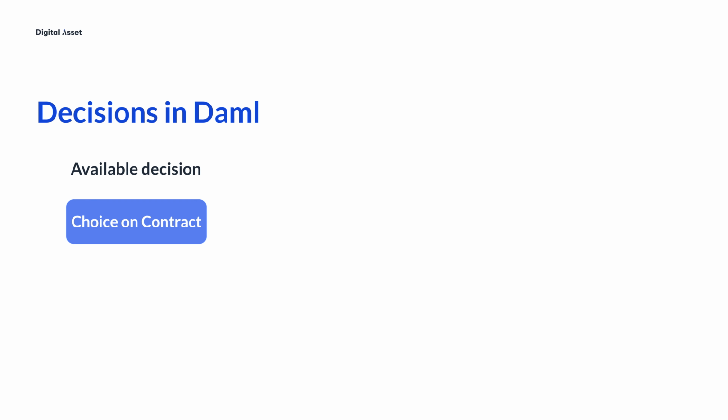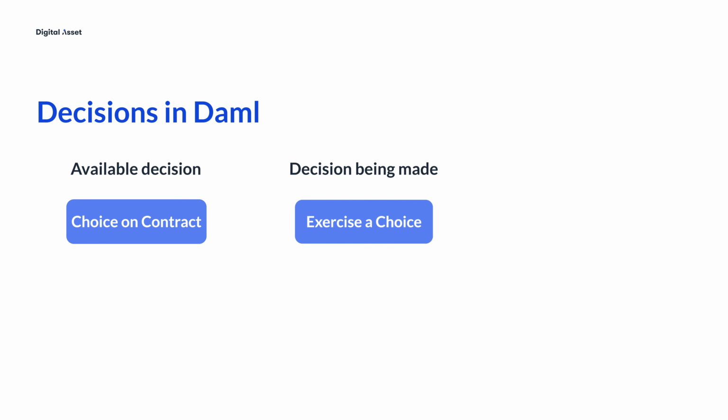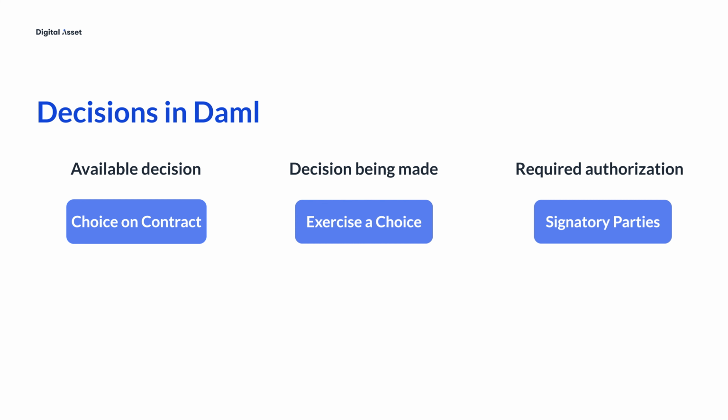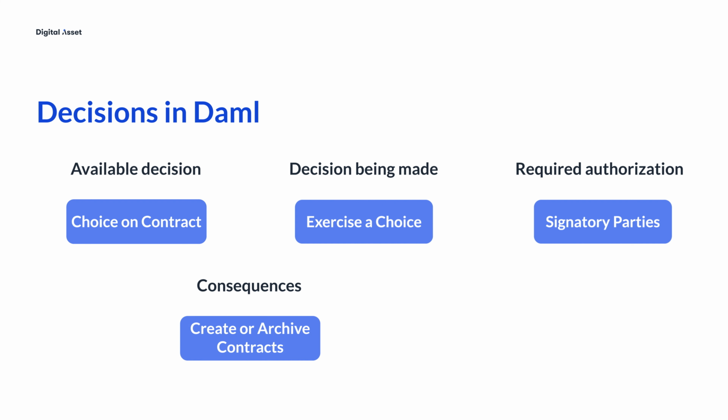So we can now answer how to represent several DAML constructs. An available decision. This is a choice on an active contract. A decision being made. This is an exercise on an active contract. The authorization required to make a decision. These are the signatories on a contract. And the consequences of the decision. Contracts are created and archived.